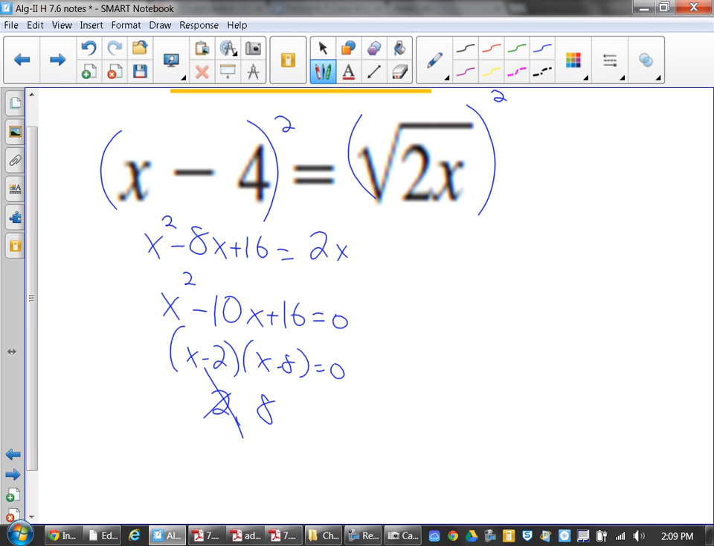What's 8 minus 4? 4. What's 2 times 8? 16. Square root of 16? 4. Did it work? Yes. Is it possible that both answers could work? One answer might work, no answers might work? Yes. Absolutely. That's the whole idea here.